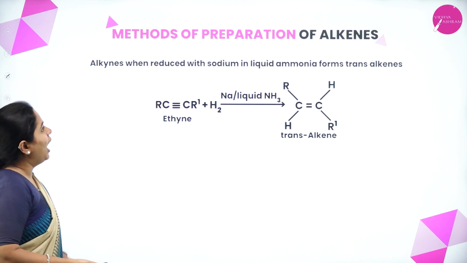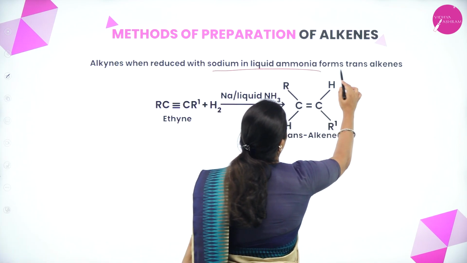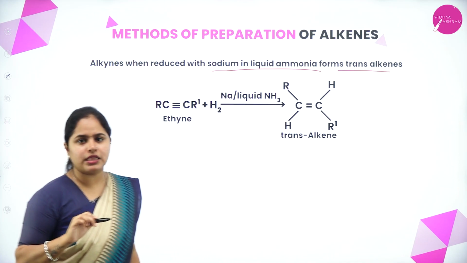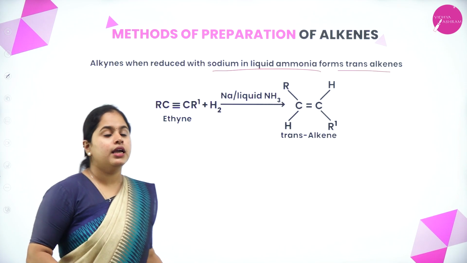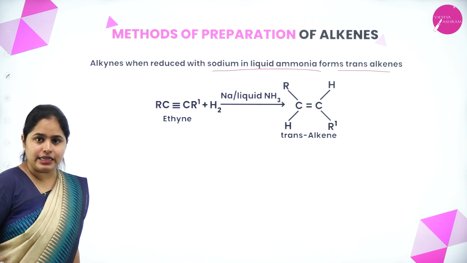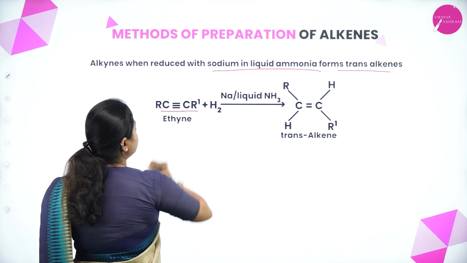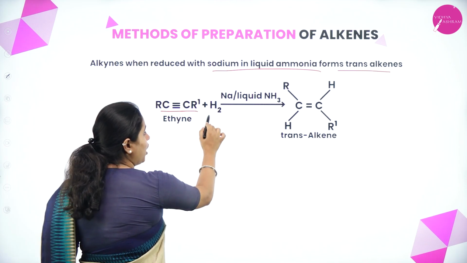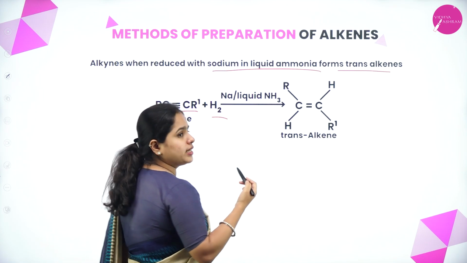Now, alkynes when reduced with sodium in liquid ammonia form trans alkene. So we understood the method by which we can form cis alkene. Now how can we form trans alkene? It is by reacting alkynes in the presence of sodium in liquid ammonia. So again we have taken an alkyne here. We are going to add hydrogen in the presence of sodium in liquid ammonia. What happens? You will get trans alkene.